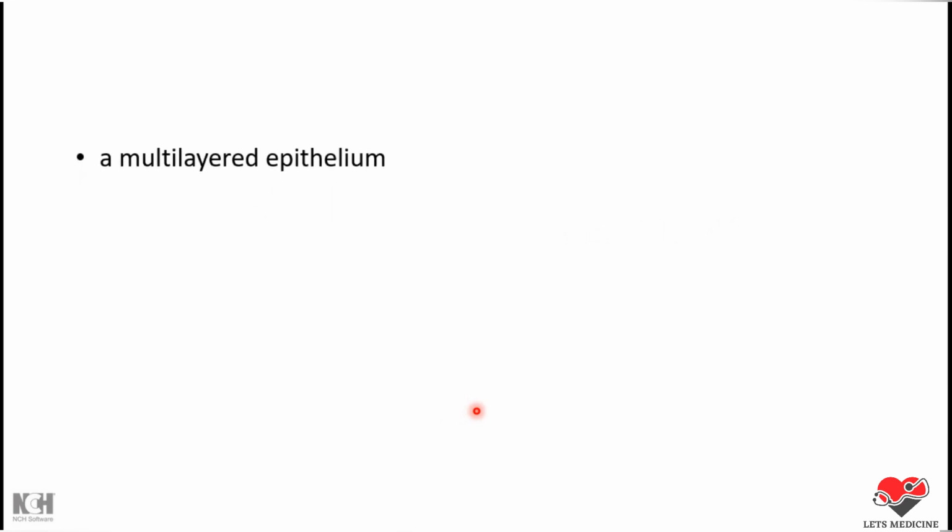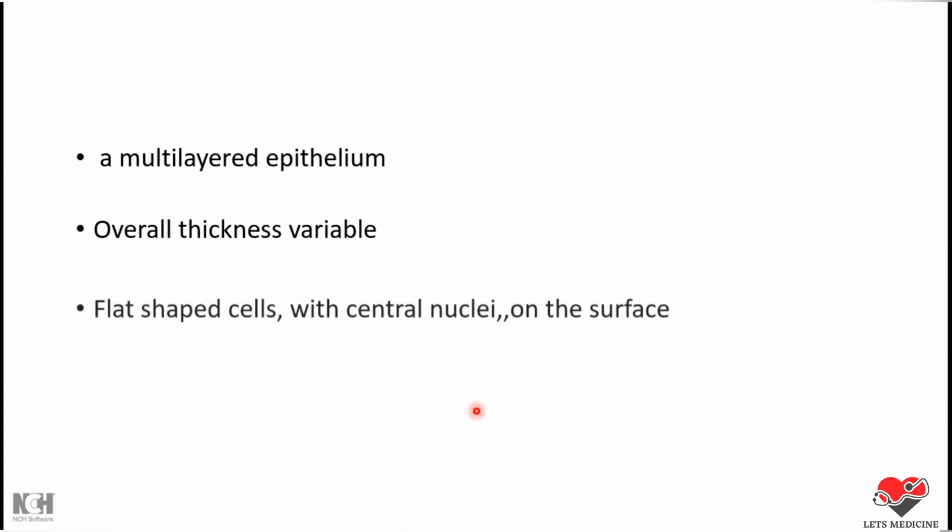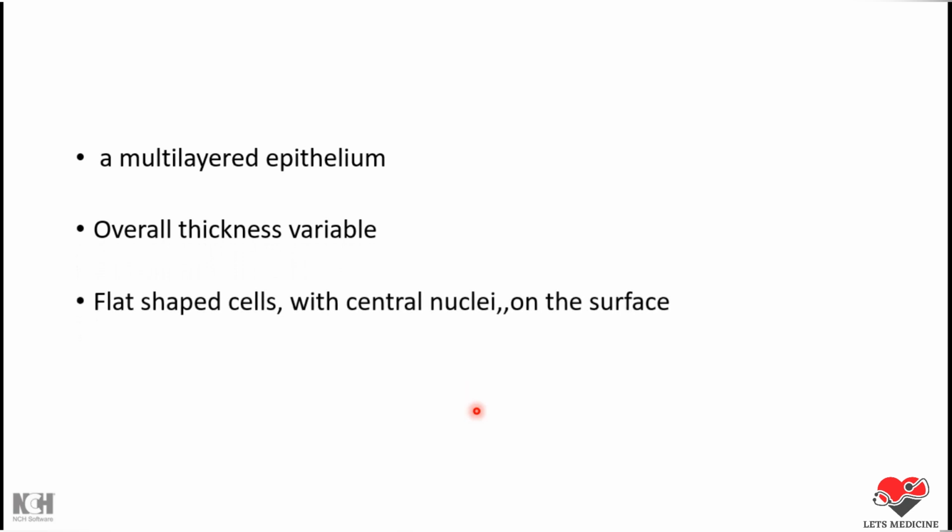Today we are going to discuss the topic of stratified squamous epithelium. As the name indicates, it's a multi-layered epithelium. The word stratified means more than one layer. The overall thickness of stratified squamous epithelium is different in different areas of the body depending upon its function there. The name squamous is given because of the flat-shaped cells which are present in the topmost layer of the stratified squamous epithelium.